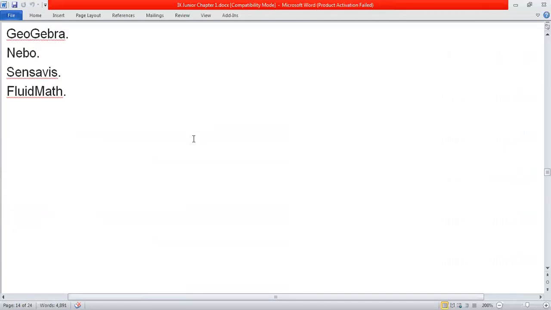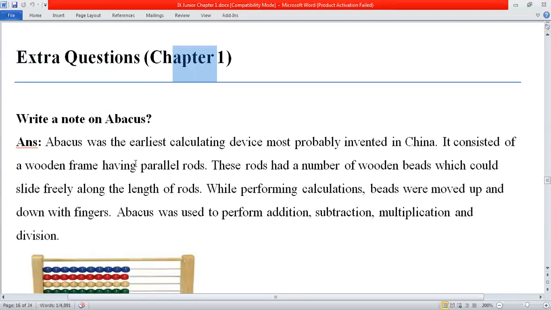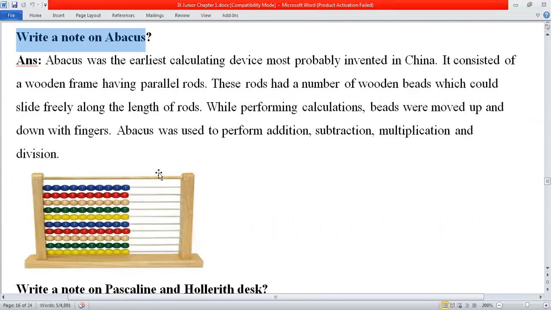So I make the heading of this as extra questions of chapter number 1. First is, write a note on abacus. The abacus is also a calculating device. Watch over here, this device is known as abacus. It has a wooden frame with wires, and each wire contains 10 beads. With the help of these beads we can perform addition, subtraction, multiplication and division.